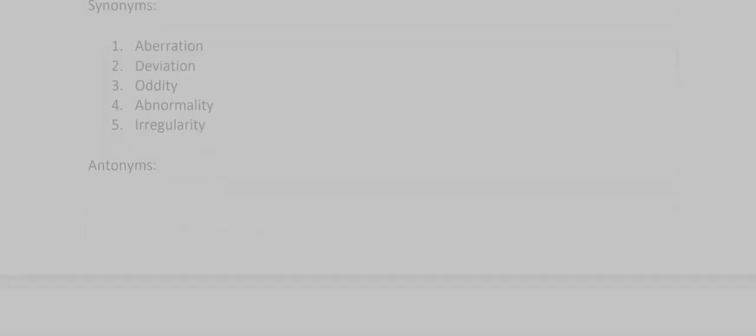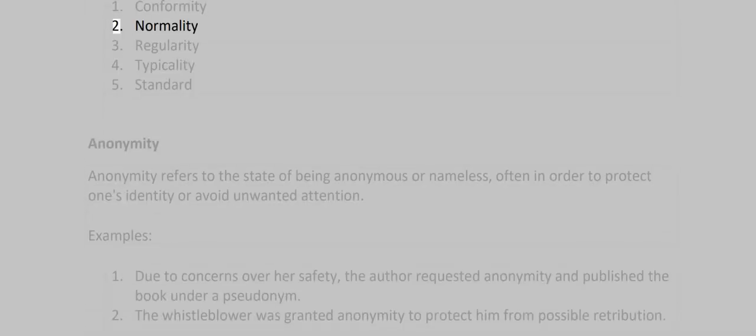Synonyms: 1. Aberration. 2. Deviation. 3. Oddity. 4. Abnormality. 5. Irregularity. Antonyms: 1. Conformity. 2. Normality. 3. Regularity. 4. Typicality. 5. Standard.